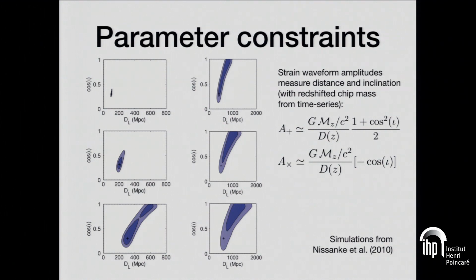And then the other quantities that enter into the strength of the signal are inversely the distance here, which is obviously what you want to measure, and then some very simple functions of the inclination, basically the angle between the angular momentum vector and the line of sight, so whether the system is face-on, face-off, or edge-on.